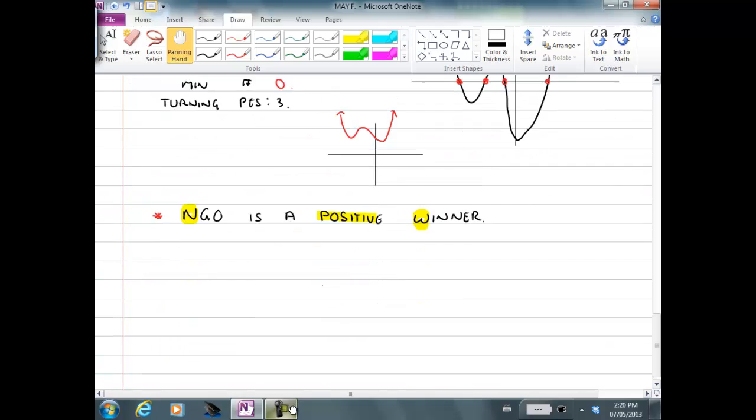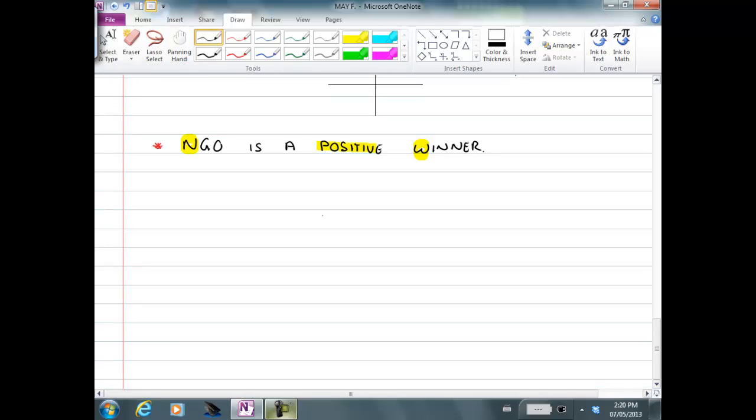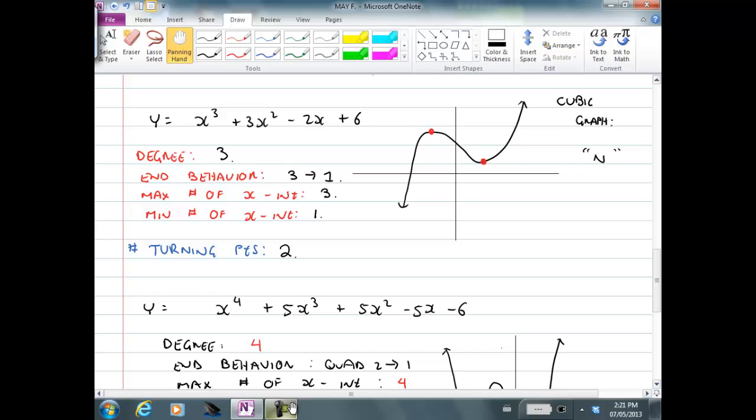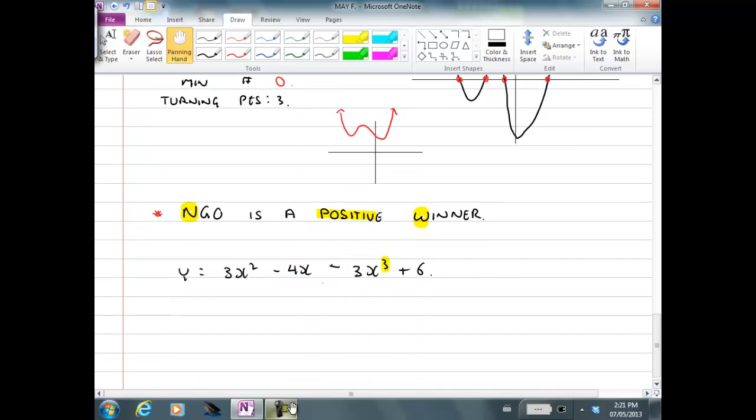Predict a rough sketch for y = 3x^2 - 4x - 3x^3 + 6. What shape is it going to be? M? It's an upside down N. Here's the reason why. I look at the highest degree. The highest degree is a 3. So I know it's going to be a cubic function. Okay? Because that's what degree is. It's going to be an N shape. But because there's a negative sign right here, I know my graph will look like an upside down N.